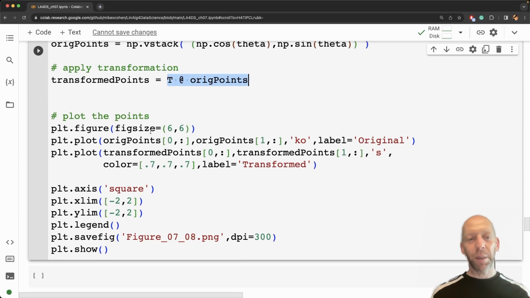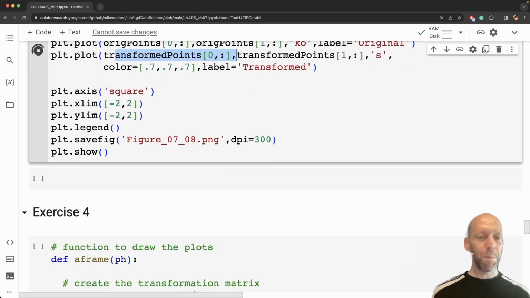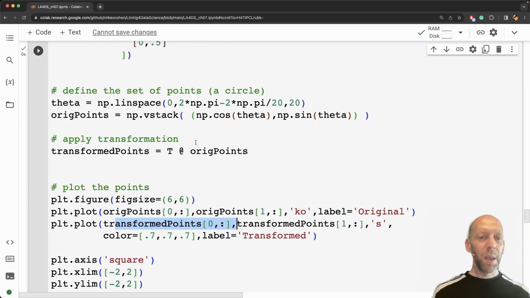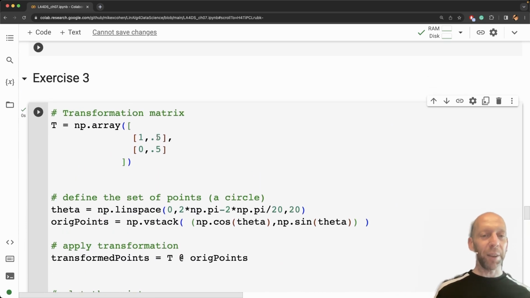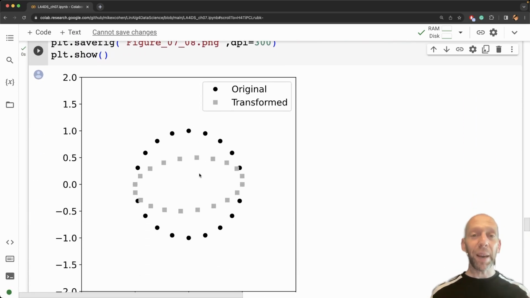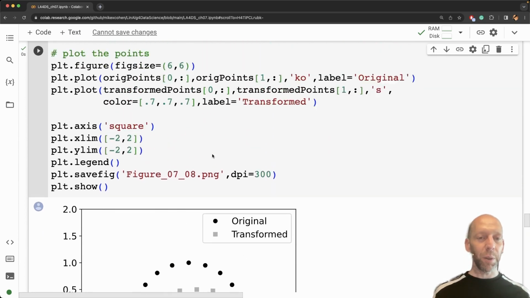Okay, so then from here, it's straightforward. We just plot the original data points and the transformed data points. Okay, and then that produces this image here. So if you haven't already, what I encourage you to do is try playing around with these numbers. Just try changing some of the numbers and the different elements and see what impact that has on the results.